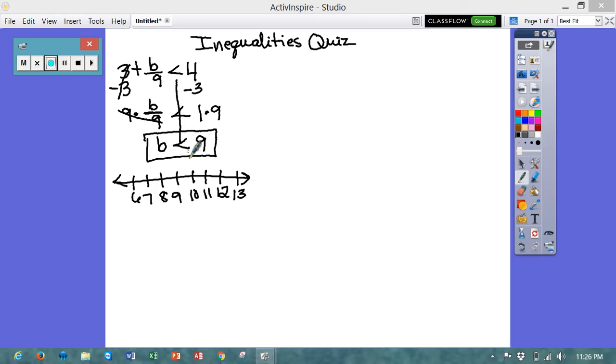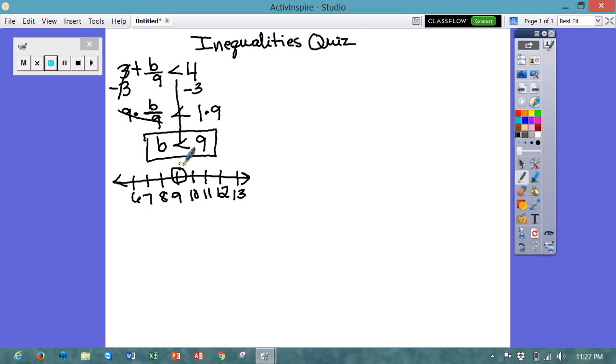So if it's less than, that is an open circle on the 9. b is everything less than 9. That less than symbol reminds me of a capital L. So b is everything smaller or less. So 8 is smaller, 7 is smaller, 6 is smaller, and everything to the left. Left is less. So you would shade everything to the left of 9.